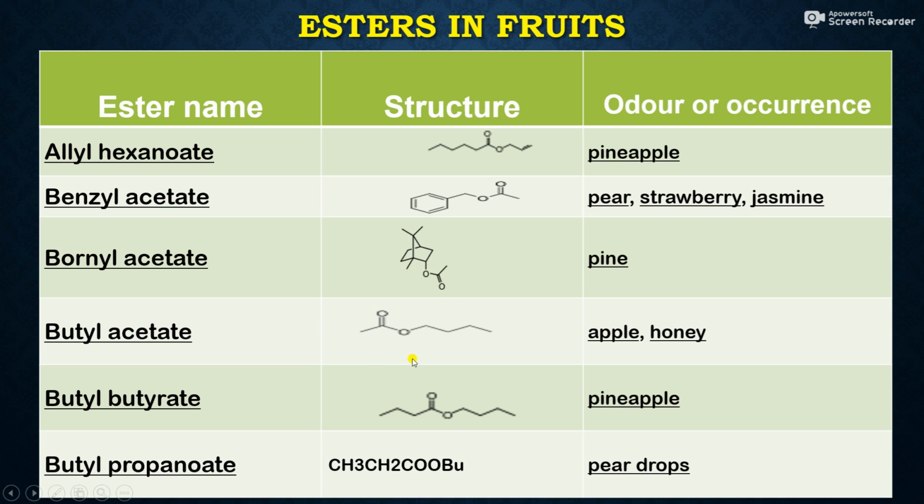Butyl acetate, so this is again the acetic acid part and this is the n-butyl group. And butyl acetate, this ester is found in apple and honey.